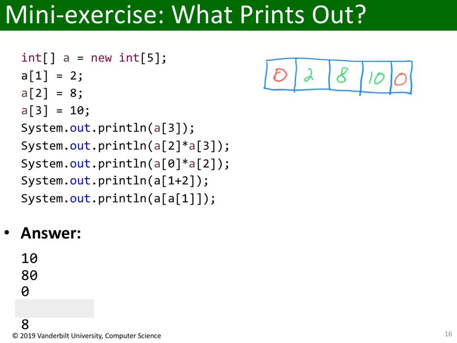Next, we'll print the element 1 plus 2. So we can index an array using any integer expression. So this integer expression is going to evaluate to 3. So index 3 in our array A, that's element 3, which is 10. So we will print 10 yet again.